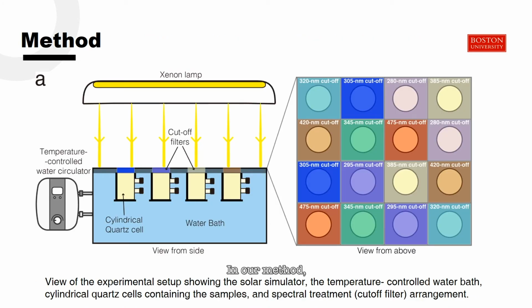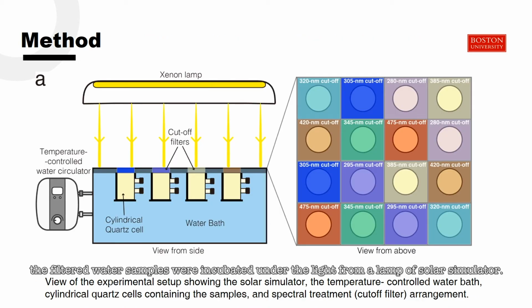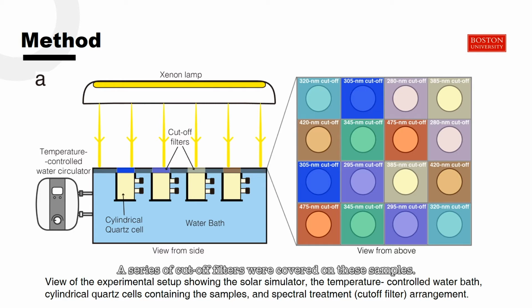In our method, the filtered water samples were incubated under the light from a lab or solar simulator. A series of cut-off filters were covered on these samples. They provide different irradiance treatments. A water bath circulator fixes water temperature at 5, 20, or 35 degrees. This is to investigate temperature impacts on CDOM photobleaching.